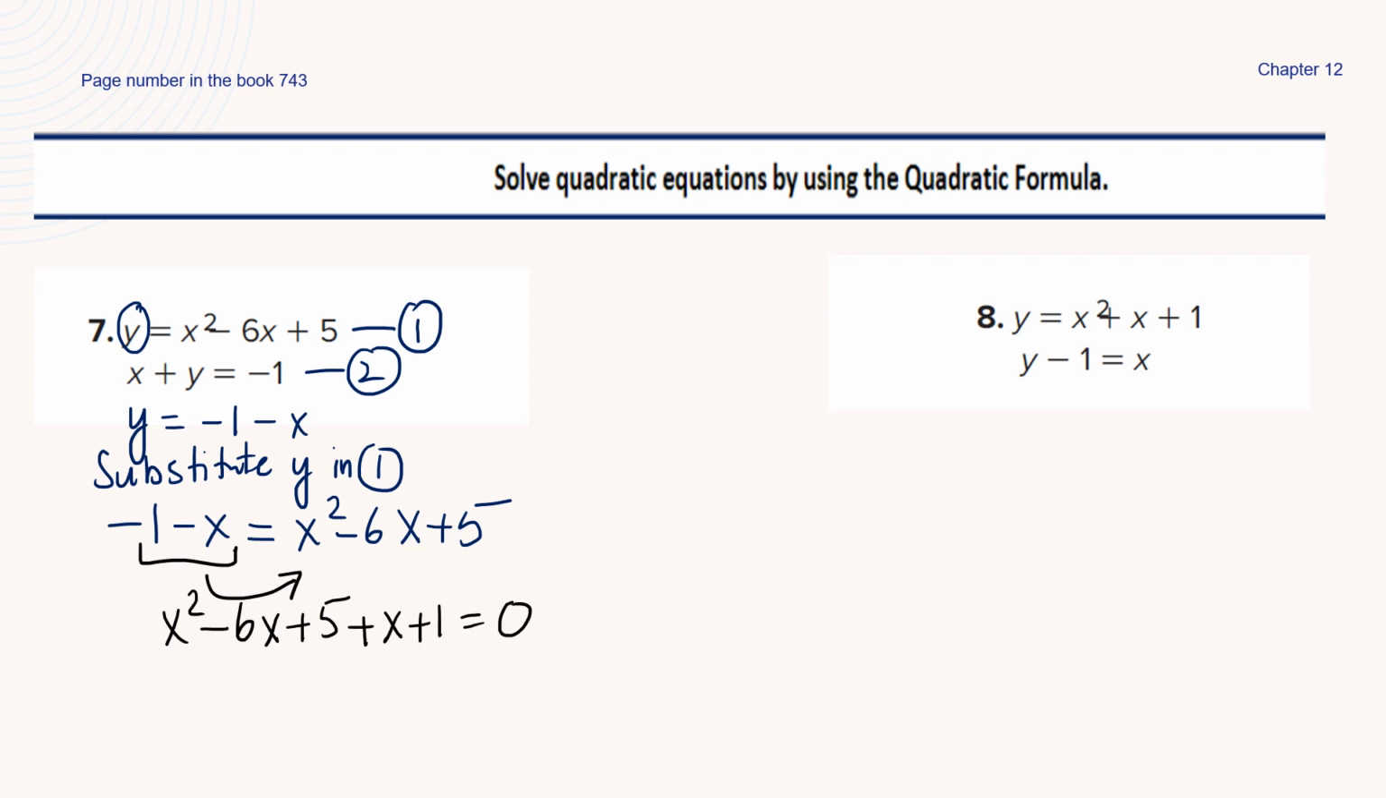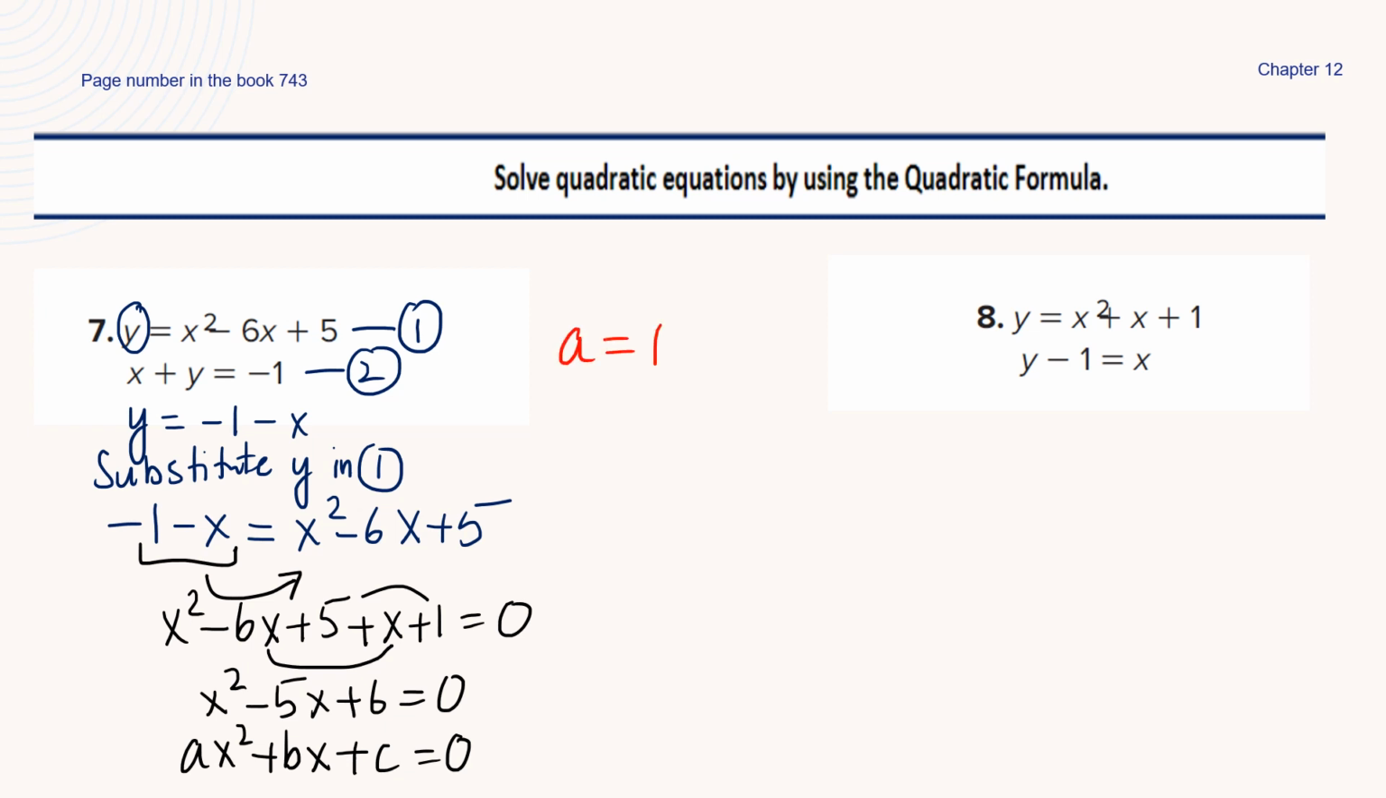So these two negatives go here, become positive, change sign. Now combine the like terms. So x square minus 5x plus 6 equal to 0. This is the equation. Compare with ax square plus bx plus c equal to 0. So your a is 1, b is minus 5 and c is 6.